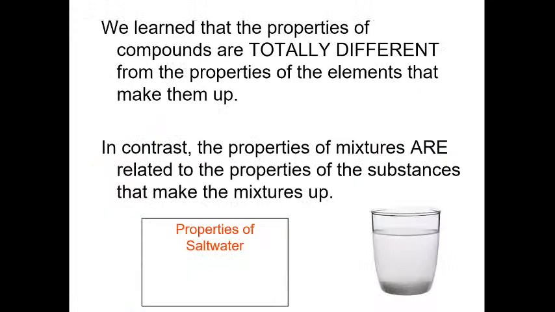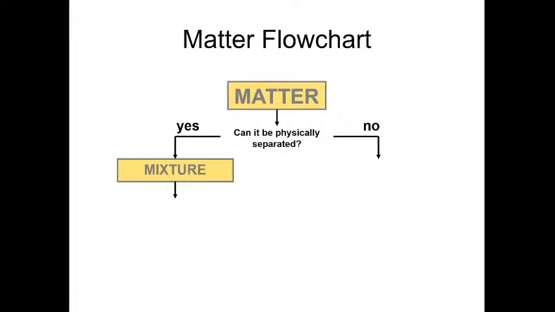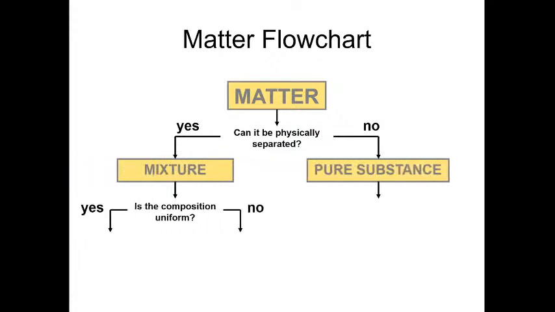So we have learned that the properties of compounds are totally different from the properties of the elements that make them. But when you see any mixture, the properties of the mixture are related to the properties of the substances that make them, right? It means they possess the same properties. So now we can see how we can classify matter. If it can be physically separated, it means it is an impure substance, that is a mixture. If it cannot be physically separated, then it is a pure substance.